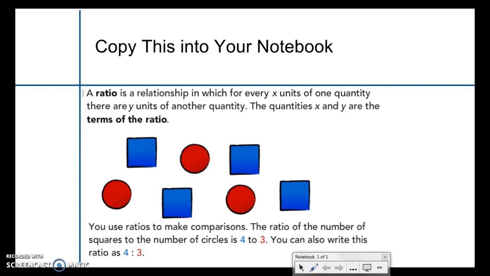Okay? So copy both of these sentences, actually, all of this down onto your notebook. Draw the pictures of the shapes in there as well so you know what the heck you're talking about. It's a little less confusing when you include all the information. When you finish, push play and move on to the rest of the video.